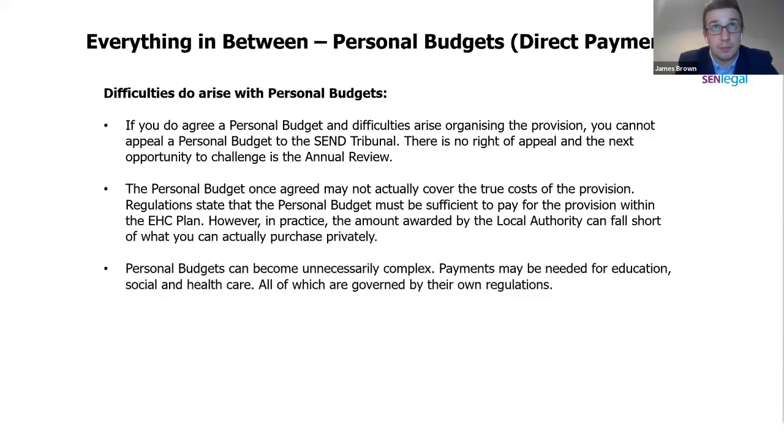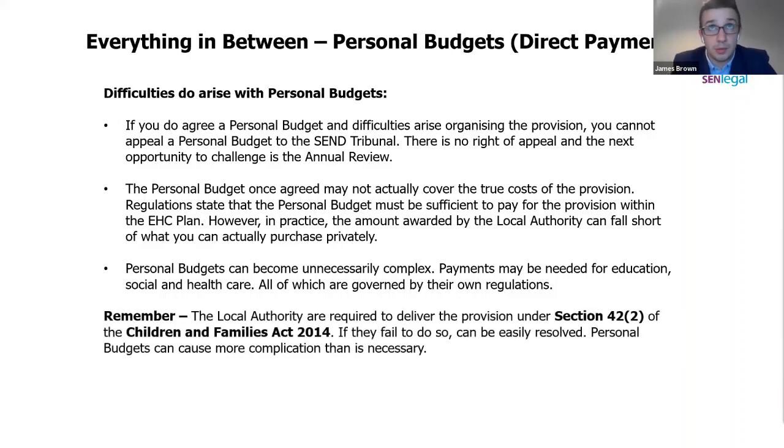What can also happen is that personal budgets become unnecessarily complex because payments may be needed for education, social and healthcare, all of which are governed by their own regulations, and you are set aside trying to deal with this yourself rather than letting the local authority deal with it under Section 42. That is something I would always make parents aware of when they are considering these personal budgets. The local authority are under a quite clear duty to go out and provide that provision.